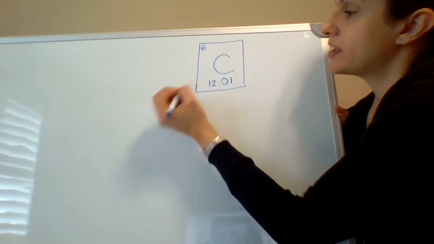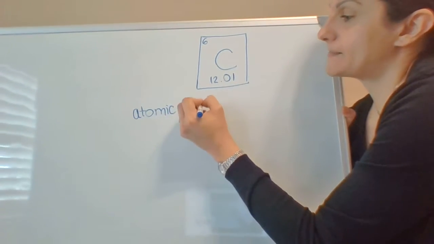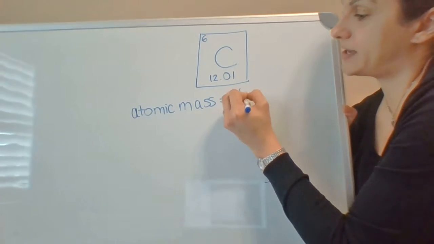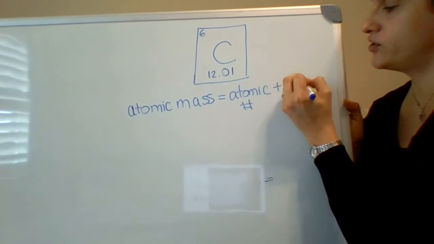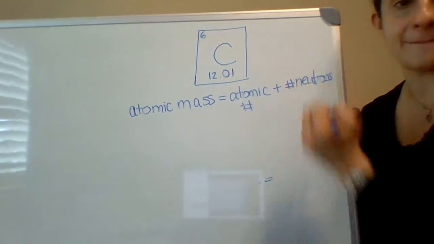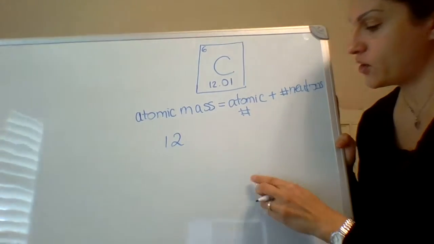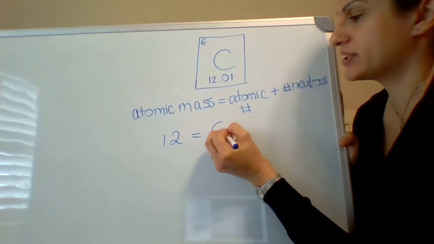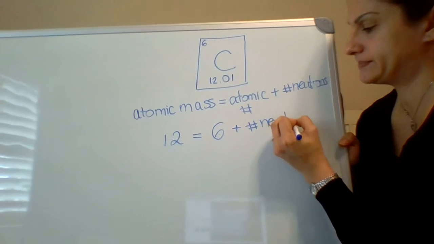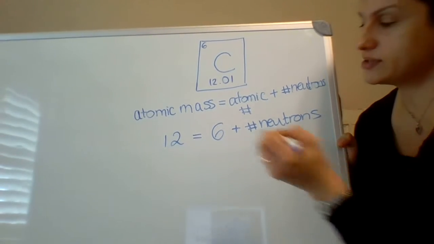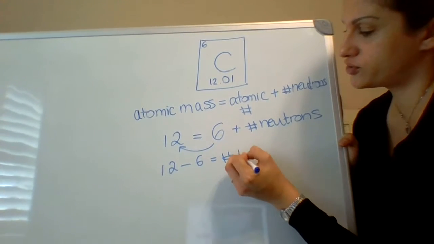So we know the atomic mass is equal to the atomic number plus the number of neutrons. Okay, we know our atomic mass, and that is the number 12. We know our atomic number, and that is the number 6. And our unknown is the number of neutrons. So take 6 to the other side. We have 12 minus 6 equals the number of neutrons.